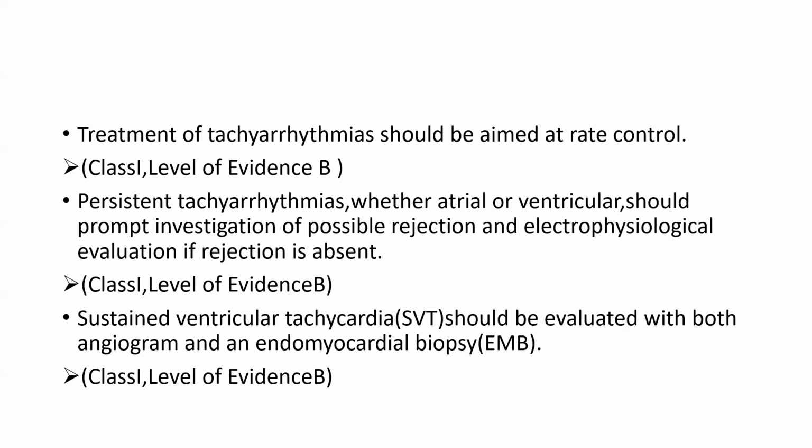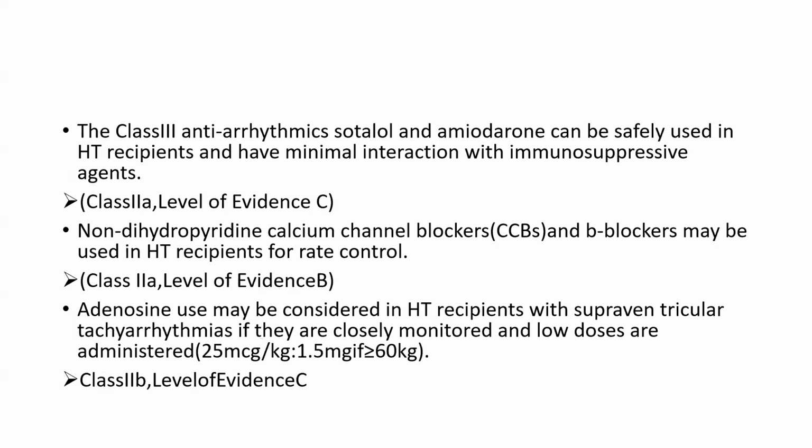That means if our heart transplant recipient has a persistent tachyarrhythmia, then the possibility of rejection should be high. So next is how to treat all these arrhythmias. Class 3 antiarrhythmics like sotalol and amiodarone can be safely used in heart transplant recipients and have minimal interaction with the immunosuppressive agents. Non-dihydropyridine calcium channel blockers and beta blockers may be used in heart transplant recipients for rate control. Adenosine may be considered in heart transplant recipients with supraventricular tachyarrhythmias if they are closely monitored and low doses are administered.